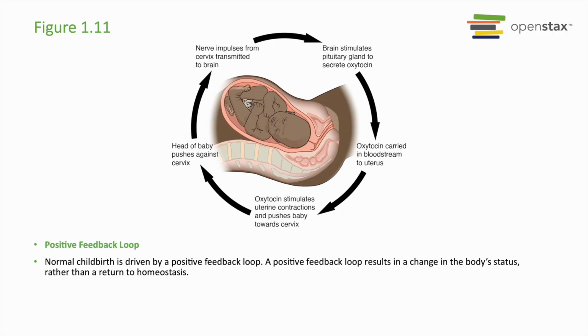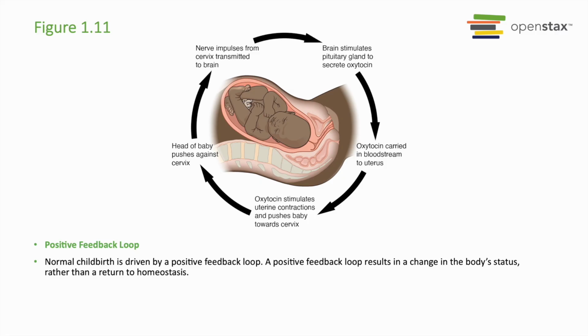Figure 1.11. Positive feedback loop. Normal childbirth is driven by a positive feedback loop. A positive feedback loop results in a change in the body's status, rather than a return to homeostasis. This diagram shows the steps of a positive feedback loop as a series of stepwise arrows looping around a diagram of an infant within the uterus of a pregnant woman.